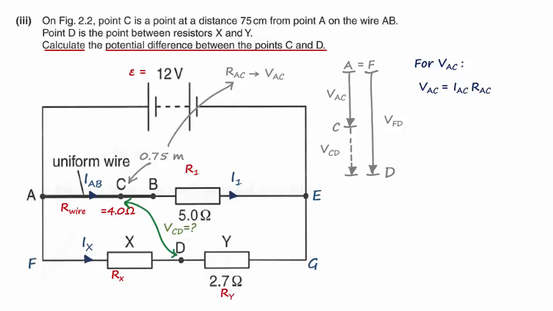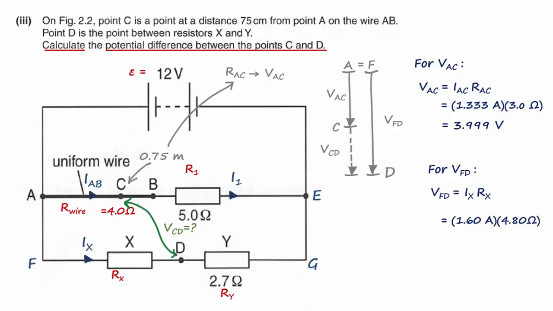The potential difference across AC is the current through AC times the resistance of AC. From previous calculations, we have IAC to be 1.333 amps and RAC to be 3 ohms. Hence, we will have VAC to be 3.999 volts. For the potential difference across FD, it is simply the current of X times the resistance of X. Substituting in the values from earlier, we have 7.68 volts.